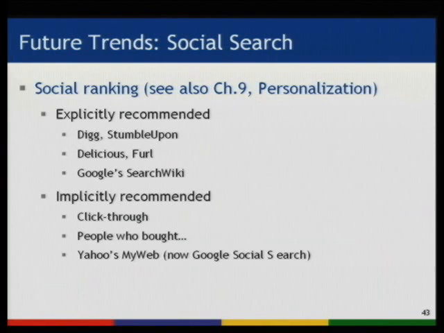But then there's also implicit recommendations. So click through. If you click on a search result in response to a query, that gets used to improve ranking algorithms. Places like Amazon.com, of course, have made very popular the people who bought this item also bought that, where you are making a recommendation to other people whether you want to or not, just by your actions. And then there was Yahoo's MyWeb, which is defunct, but now seems to be reproduced in Google Social Search, where you have a network of friends, and people that have marked certain web pages as being interesting can show up in your search results if those people are in your social network.